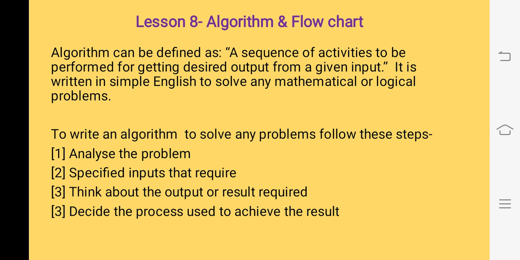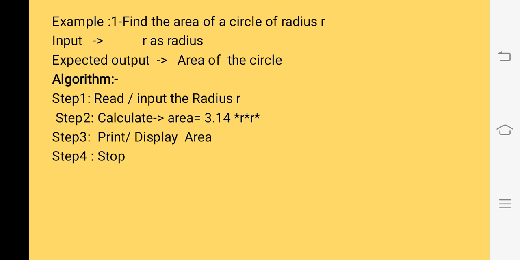First, we should analyze the problem, that is, what the problem or task is that we want to perform. After that, we should find out the number of inputs that we require. Next, we also have to decide the outputs that we want, and finally we should decide the process or method we should use to achieve the result. So this way, children, we write an algorithm. Now we will understand how we write the algorithm with various examples.